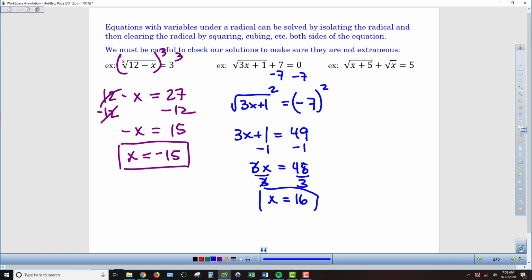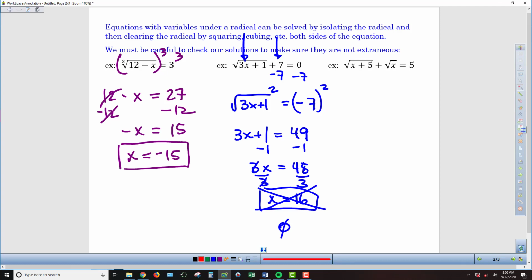All seems good so far, except if I go back and plug 16 into my original problem, 3 times 16 is indeed 48. 48 plus 1 is 49. The square root of 49, if you'll recall, we're just going to take the principal root, the positive root, so the square root of 49 is 7. 7 plus 7 decidedly does not equal 0. So here's an example of where our answer ended up being extraneous, and so this problem actually has no solution.